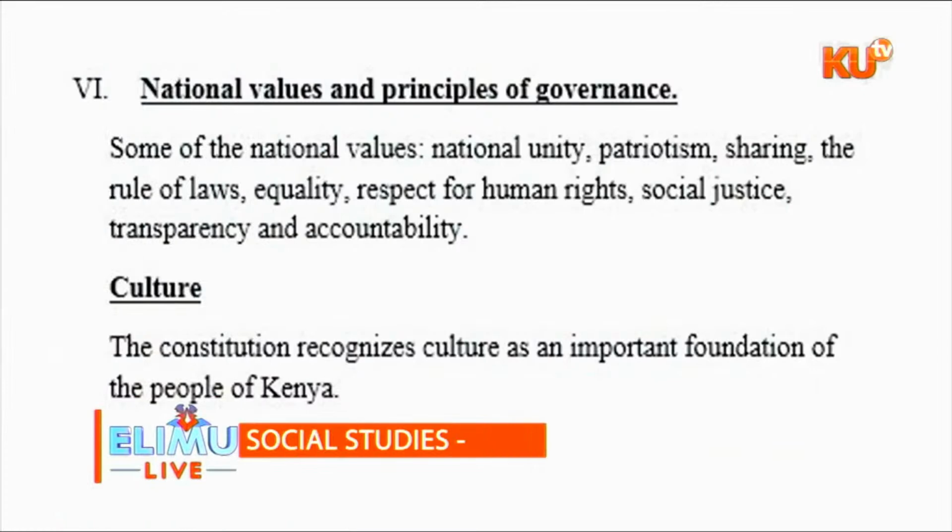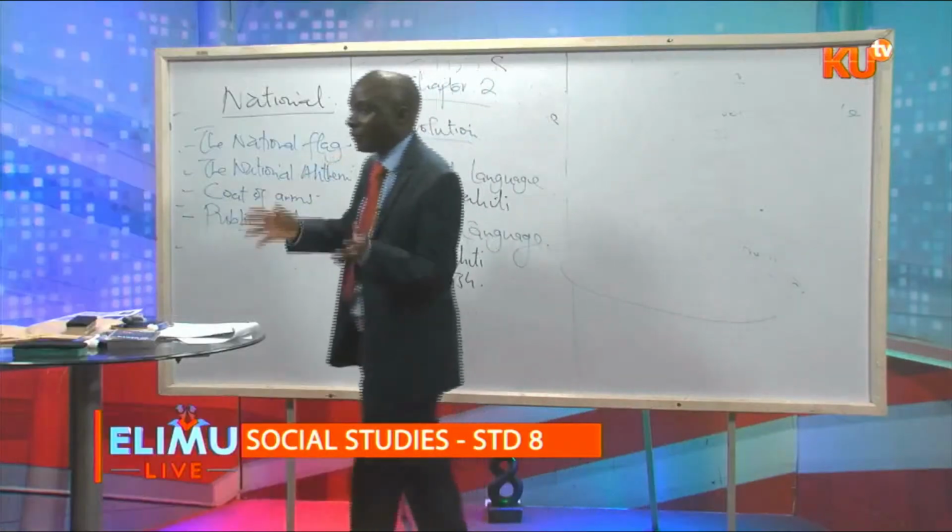We talk about patriotism, sharing, the rule of law, equality, respect for human rights. They are there. Social justice, transparency, and accountability. Those are national values which are also outlined in chapter 2 of our constitution. Then lastly, what chapter 2 also talks about is what we call culture.